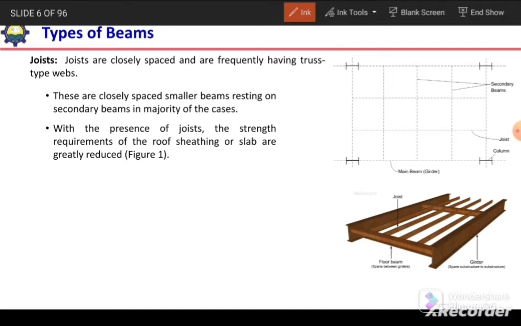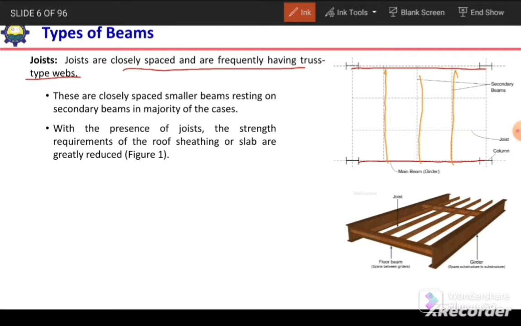Okay, next is joists. Joists are closely spaced and frequently having truss type webs. So this is primary beam, these are secondary beams, and beams which are perpendicular to the secondary beams will be joist. So these are joists. So these joists are normally very closely spaced. So they support the very smaller area of the roof and they have very less span. So their span will be from this secondary beam up to the next secondary beam.